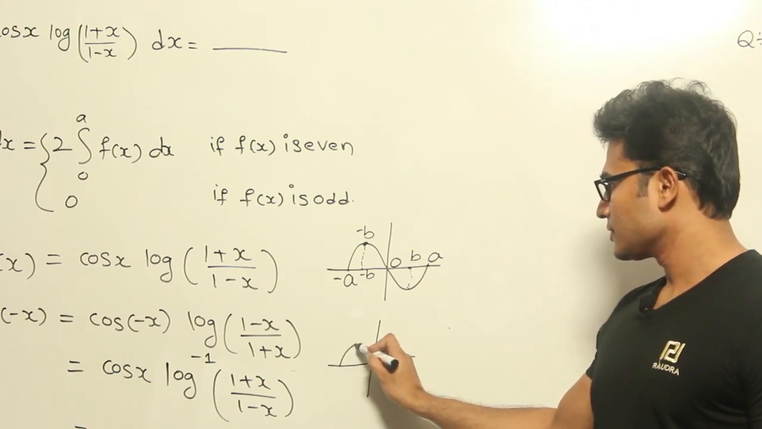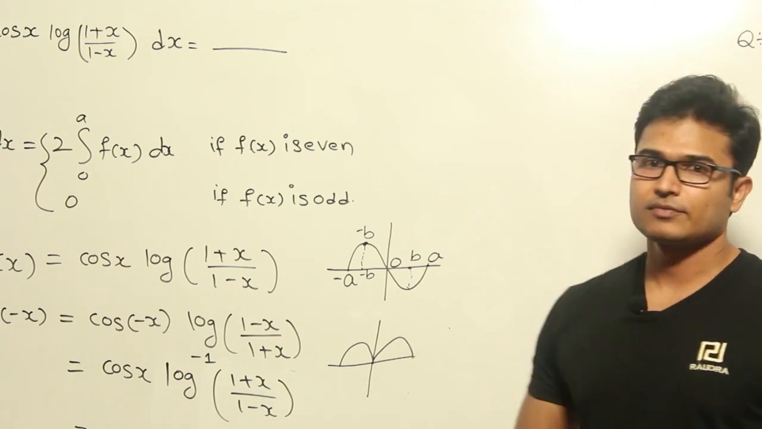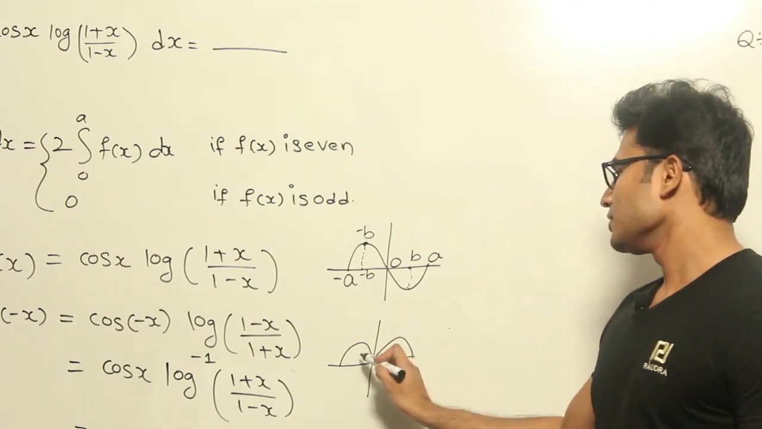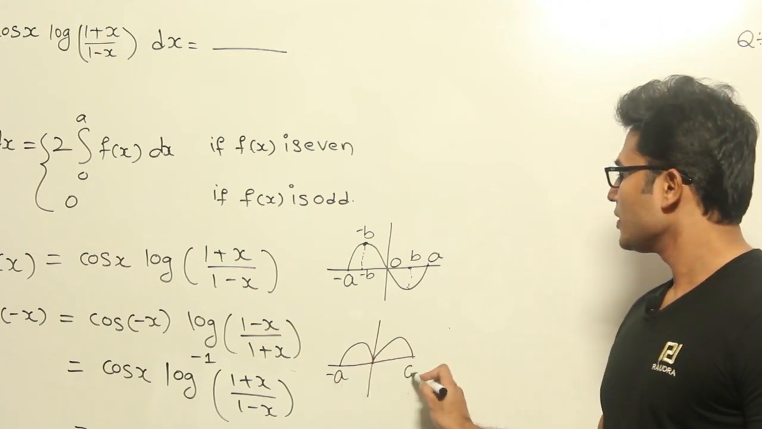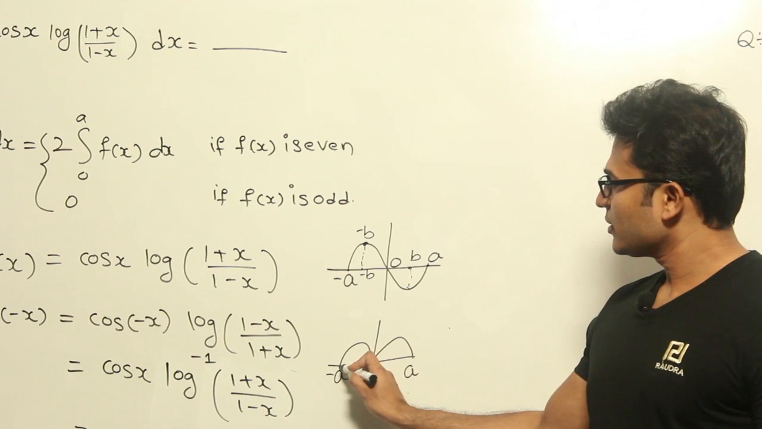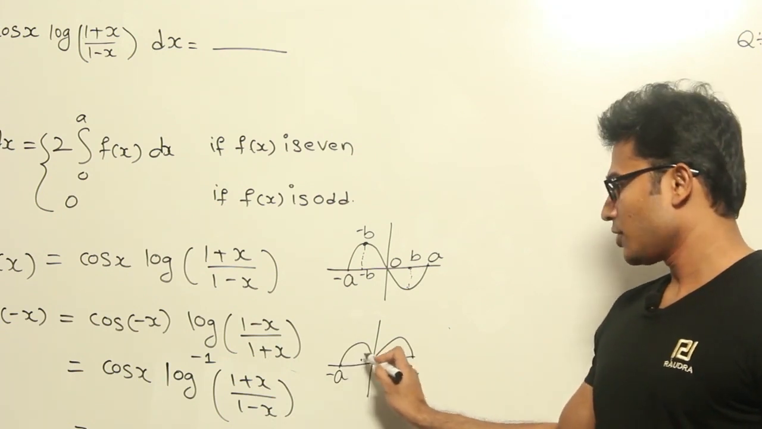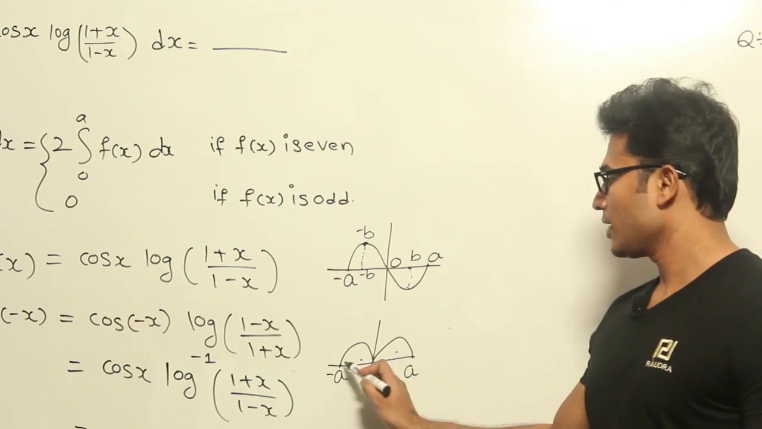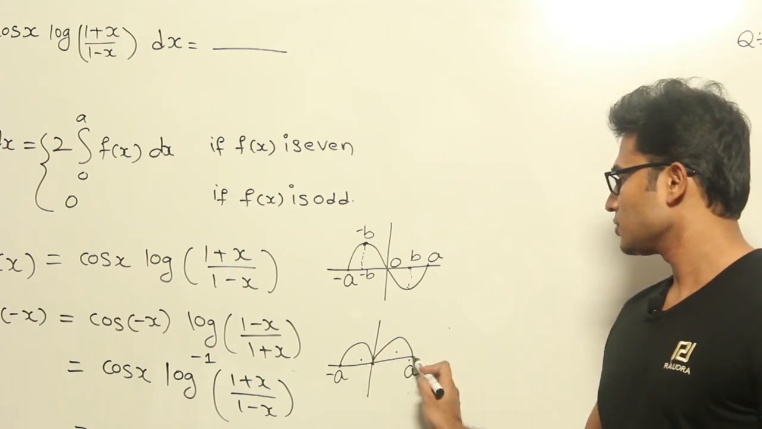if you have something like this, and again something like this, right? Now if you see this, from minus a to a, this one is also positive and this one is also positive. So whatever value was here, you are just adding it. Therefore it is 2 into integral 0 to a.